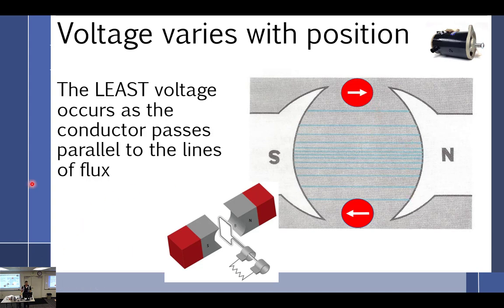So the least voltage occurs as a conductor passes parallel to the lines of flux. When it said it's least, that's when it is hitting its zero, basically, when it's coming back to center. This is the zero position.